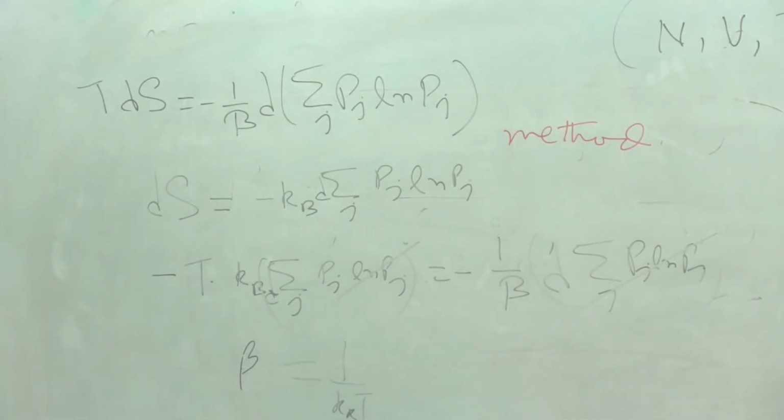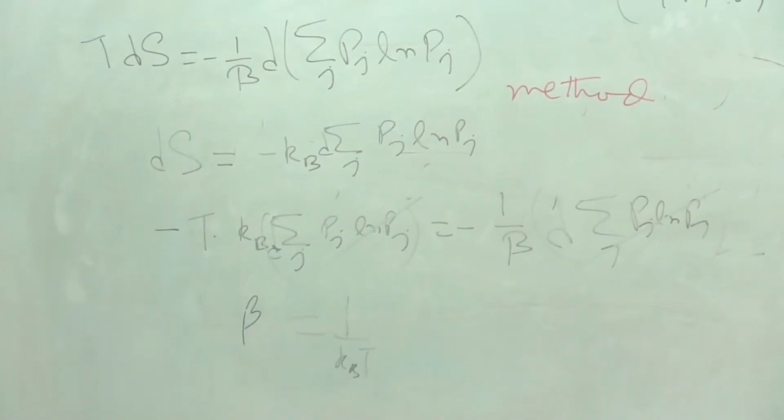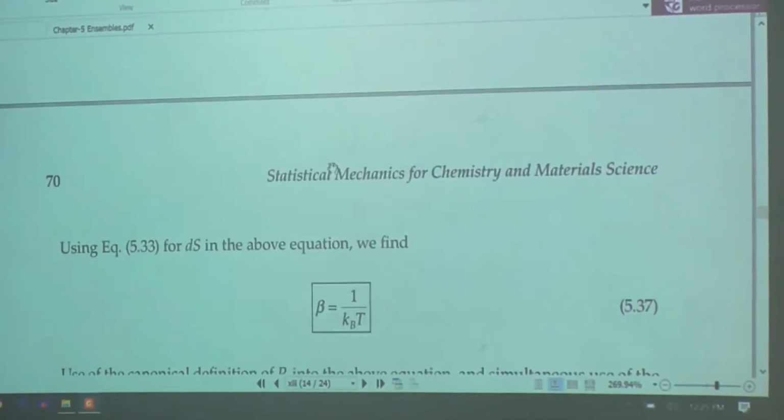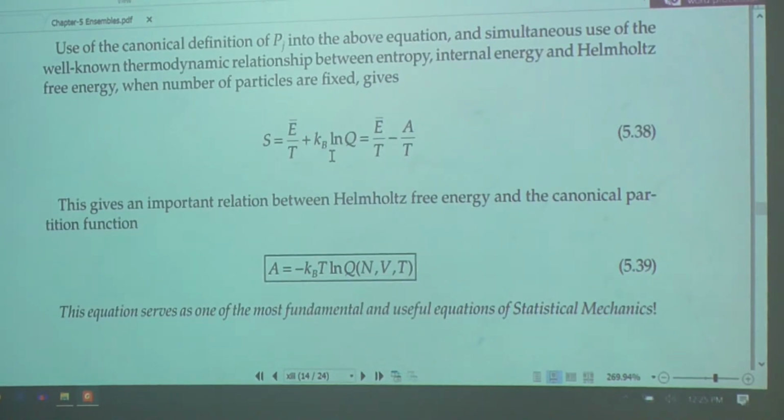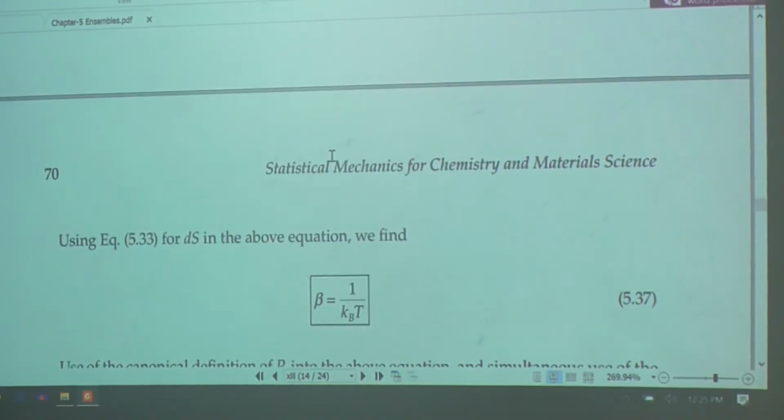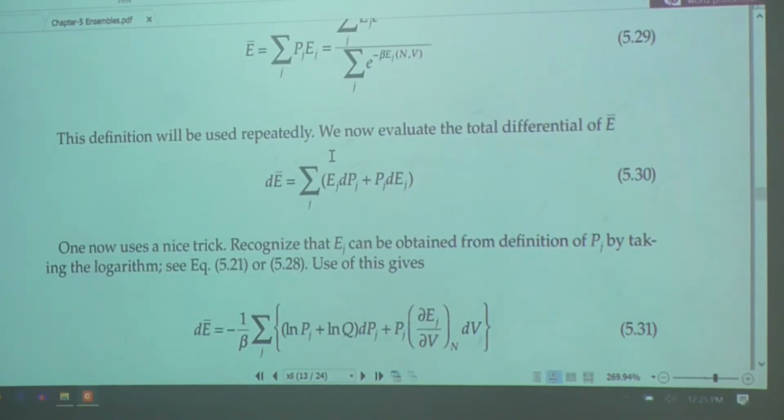Now we have to figure out this equation. That uses the definition of... So we now go back to this equation. Right. So now we have ln q dpj.